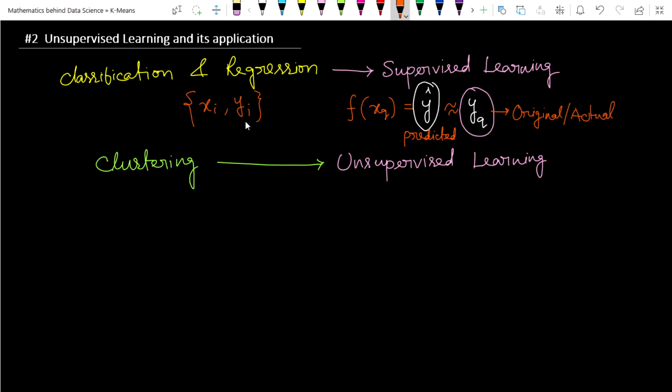Because we have this yi variable, with the help of this yi we will train this function, this model f. Because of this, we call this system of classification and regression a supervised learning model. Because for supervision we have some data, we call this a supervised learning model.